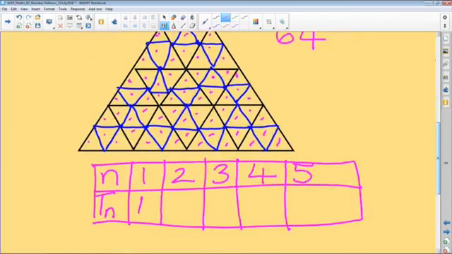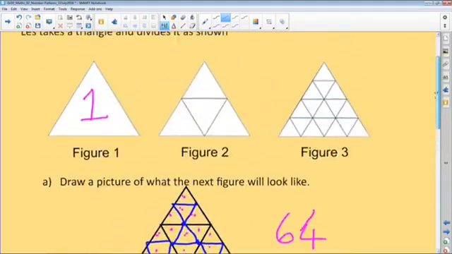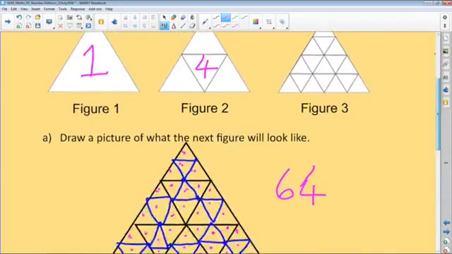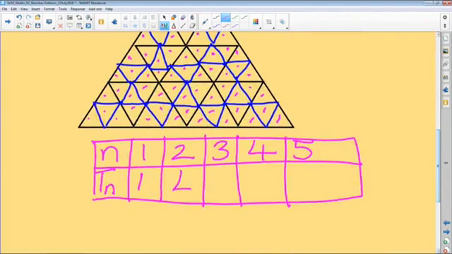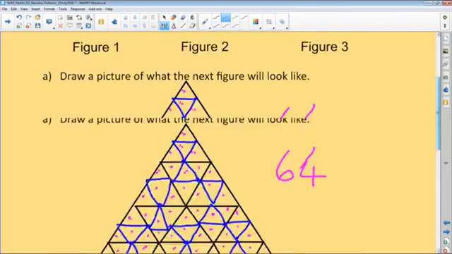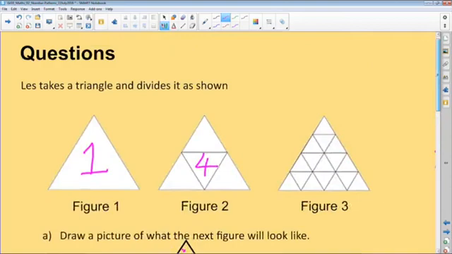1. Figure 2 was that 1 triangle divided into 4 triangles. So I now have 4 triangles. In figure 3, those 4 triangles were each divided into 4 triangles. So rather than counting it, I'm going to take these 4 and multiply it by 4, because each one of them would contain 4 triangles. And that would give me an answer of, what is 4 times 4? Did you get an answer of 16? I hope so.